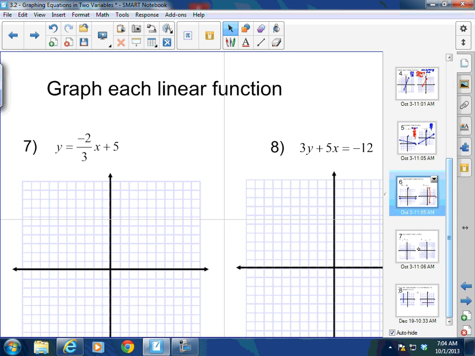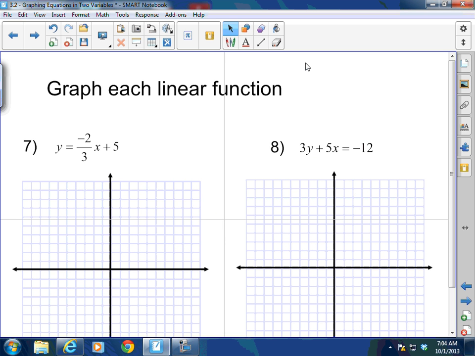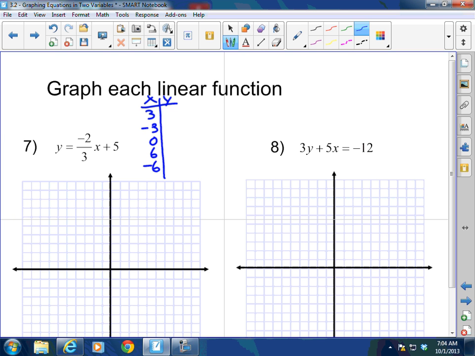All right, let's do a few more. Okay, let's graph y equals negative 2/3 x plus 5. Again, I've got a fraction as a coefficient, so I'm going to choose x values that are multiples of the denominator. So for x and y, this time I'm going to use 3, negative 3, 0, 6, and negative 6. Okay, when x is 3, we got negative 2 plus 5, which is 3. When x is negative 3, we got 2 plus 5, which is 7. When x is 0, we've got 5. When x is 6, you got negative 4 plus 5, which is 1. When x is negative 6, you've got 12 divided by 3 is 4 plus 5 is 9.